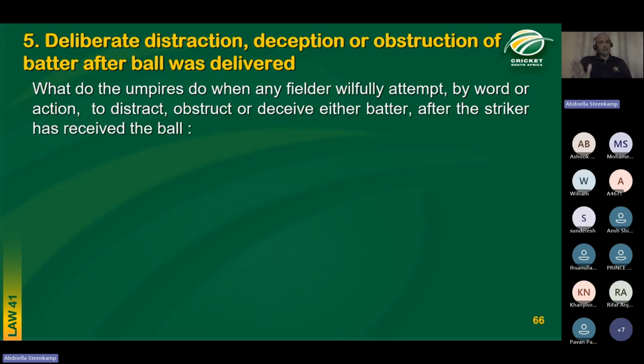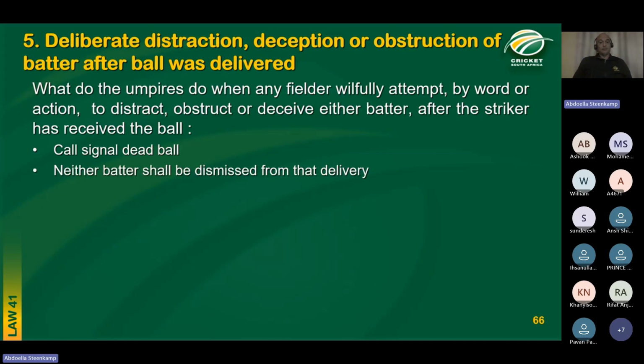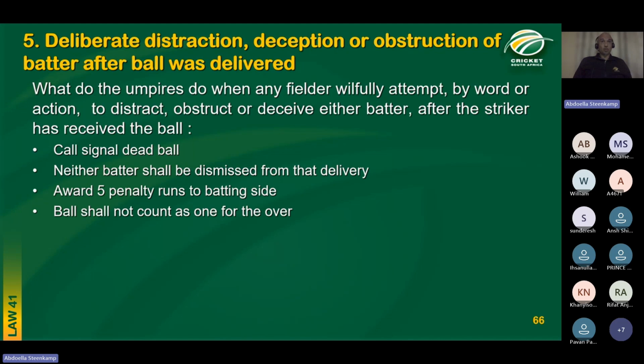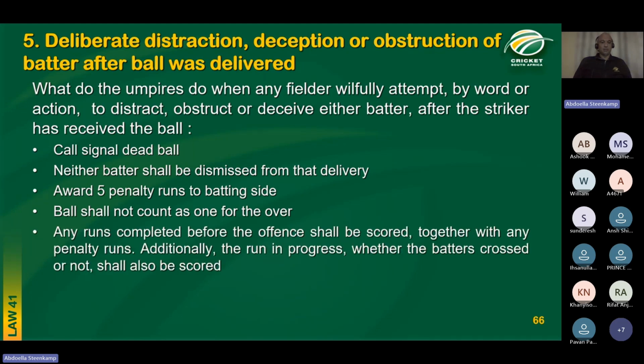But if it's willful, and it can be by word or action, and this willful attempt was either to distract, obstruct, or deceive either of the batters after the ball was delivered, look at the punishment. When it happens, you need to call and signal dead ball. Neither batter to be dismissed from that delivery. 5 penalty runs to the batting side. Ball not to count as 1 for the over. Runs completed to be scored.